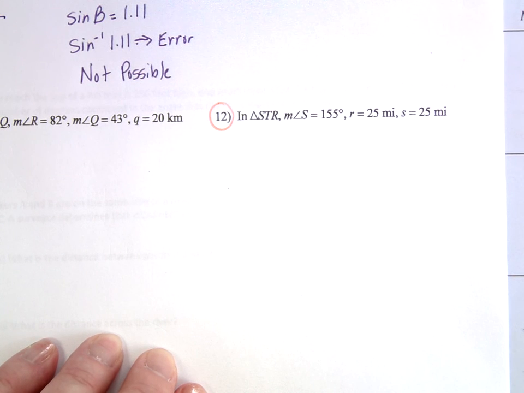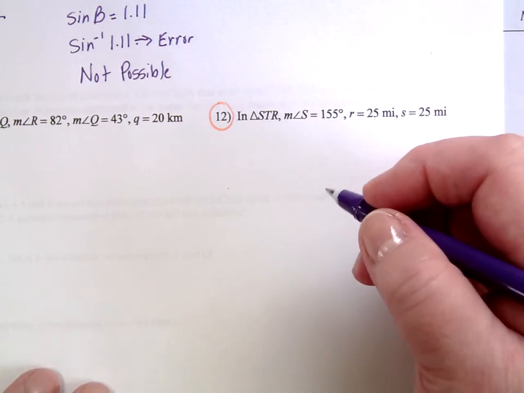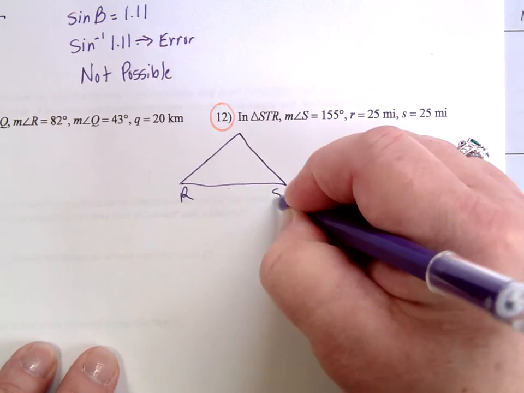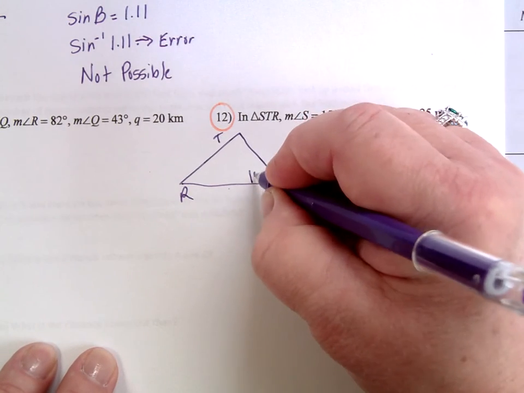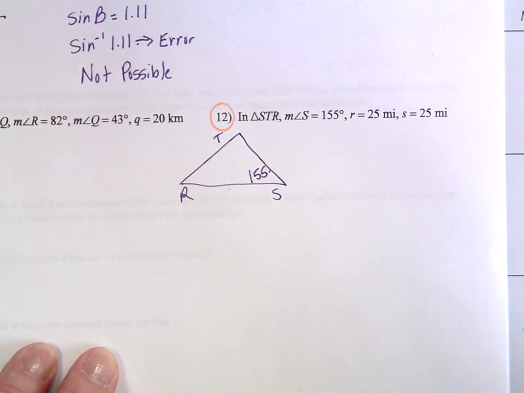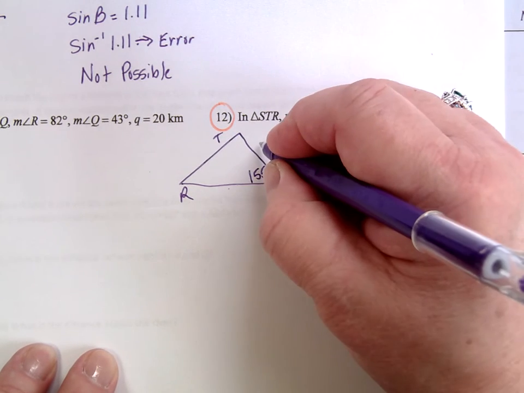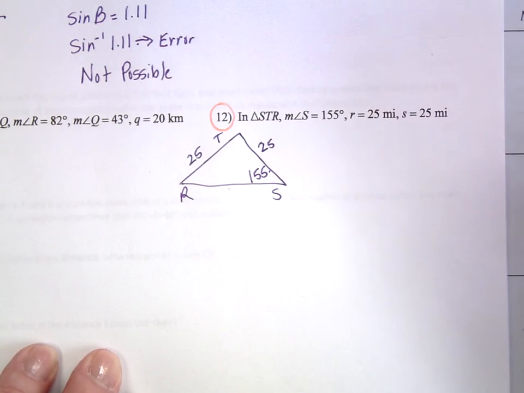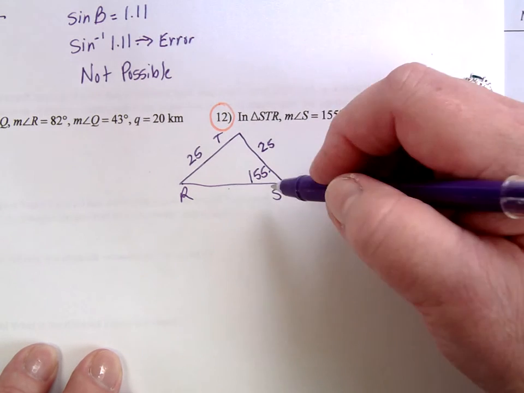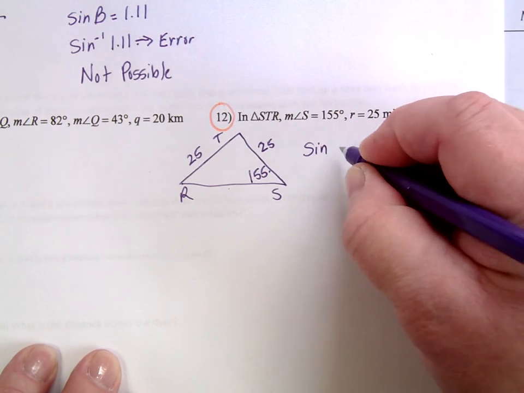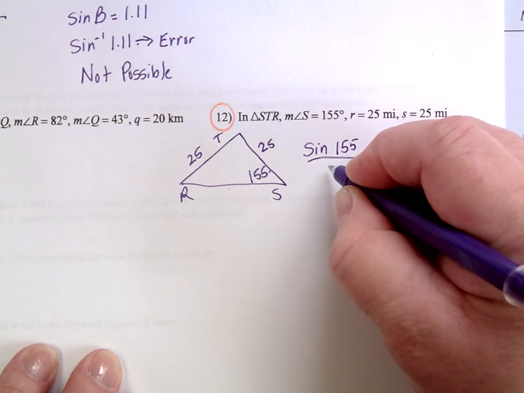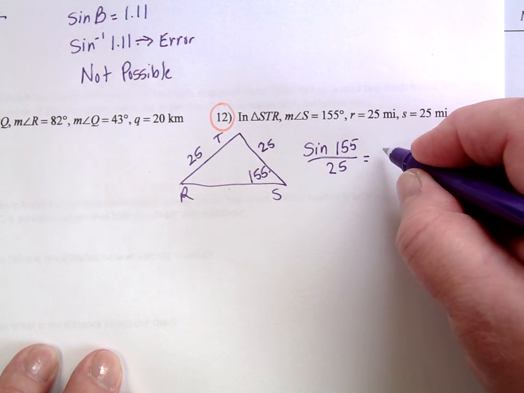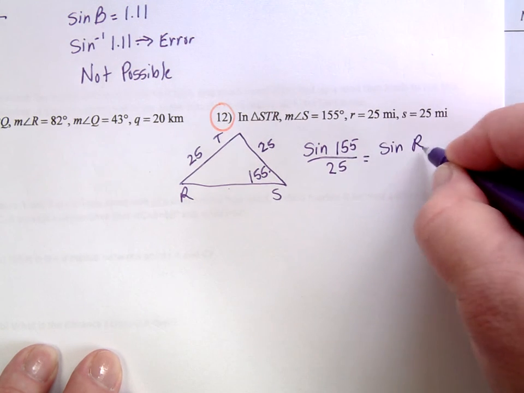And you're going to say, well, what are you talking about? But let me show you how it works. I got triangle STR. Again, I tend to put them in alphabetical order. Here's R, here's S, here's T. S is 155. Yes, I know that I'm drawing that as an acute angle. It's okay. Little r is 25, and little s is 25 as well. All right, so I go through the work. They gave me both things about s. That's how I'm setting up my fraction. Sine of 155 over 25 equals, and on the other side, I know one thing about r, so the sine of r over 25.